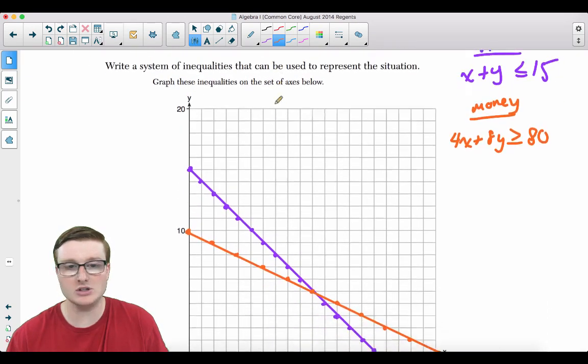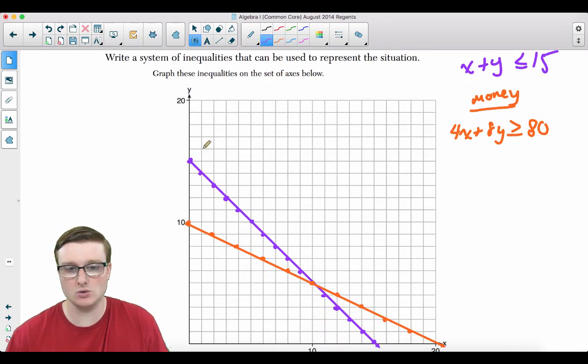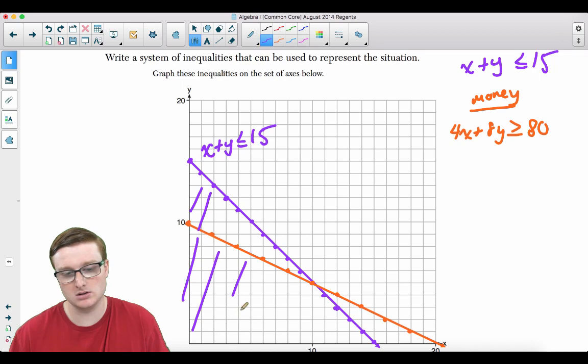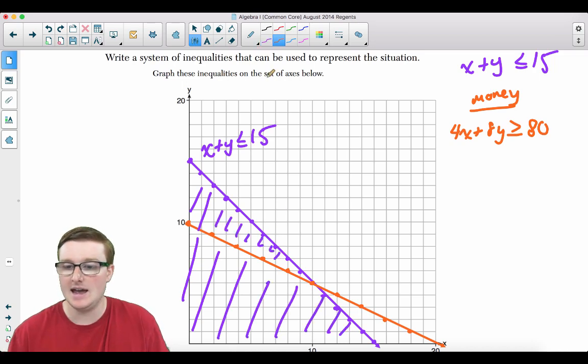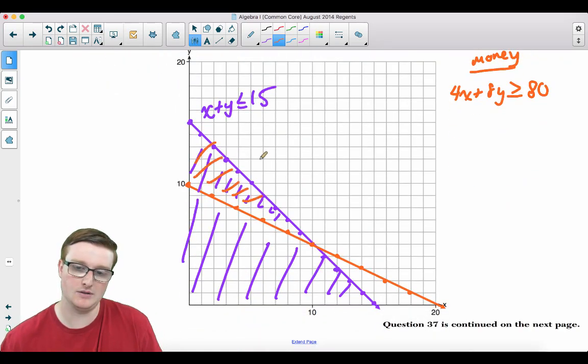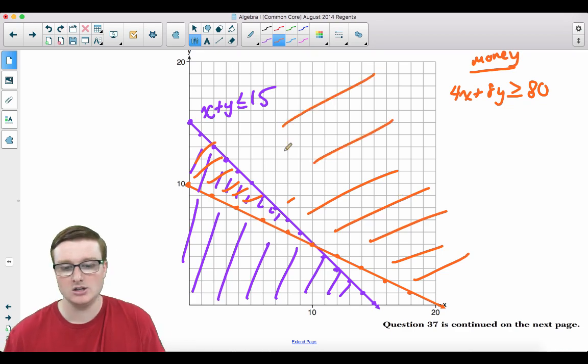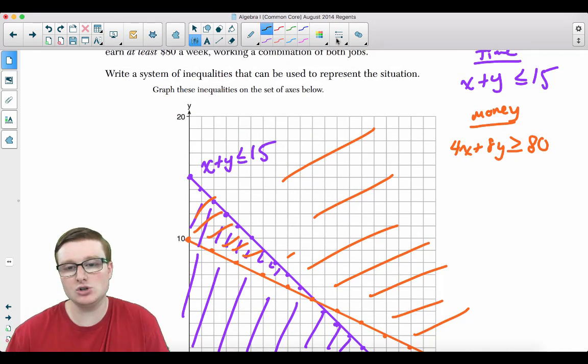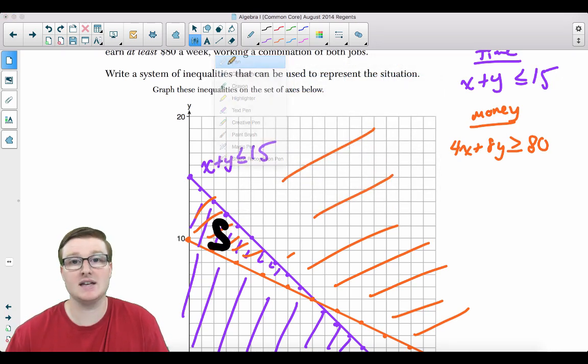Okay, so first of all, these are inequalities, so I actually need to shade. So I'm going to shade for this one. I have to shade below this one over here. And then I'm going to shade above for the second one. So I'm shading above in this direction. Okay, so obviously the solution set is in here. That's your big S.